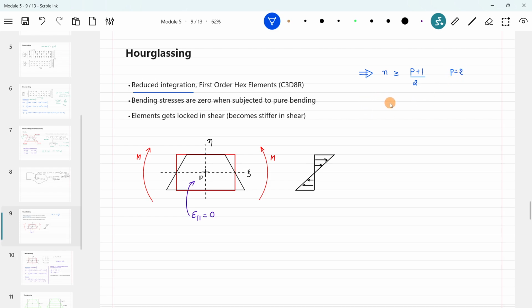You can revisit module 3. So the number of integration points should be more than 2. That means two integration points are required for exact integration of the stiffness matrix. And if we use that many integration points, it is called full integration.